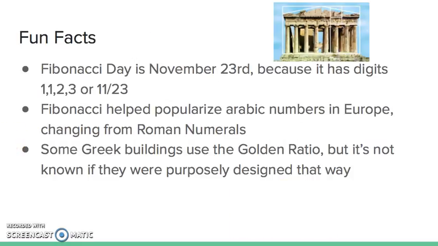Some fun facts about the Fibonacci sequence is that Fibonacci Day is November 23rd because it has the digits 1, 1, 2, 3, which obviously start the Fibonacci sequence. Fibonacci himself helped popularize Arabic numbers in Europe, changing them from Roman numerals because they were obviously a lot easier to use as we still use them today, and he introduced them to Europe. And some Greek buildings use the golden ratio, such as the Parthenon pictured above. It's not known if they were supposed to be built that way or tried to be built that way, but they might just fall into that category.